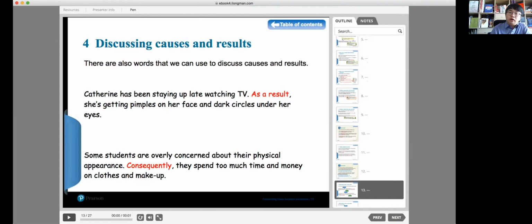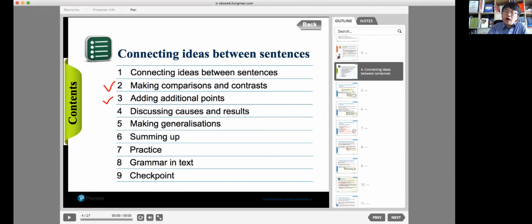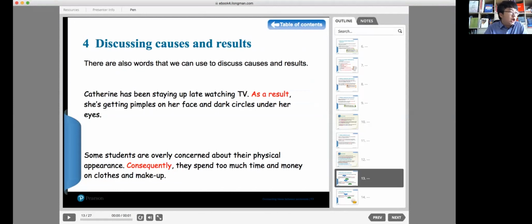So we're finished. Let's have a look at this line. We've finished the second type already, adding additional points. Now let's talk about discussing causes and results. And I'm sure some of you have learned it before. There are also words that we can use to discuss causes and results. Causes and results, cause and effect relationship. Look at this one. Catherine has been staying up late watching TV. As a result, she's getting pimples on her face and dark circles under her eyes.